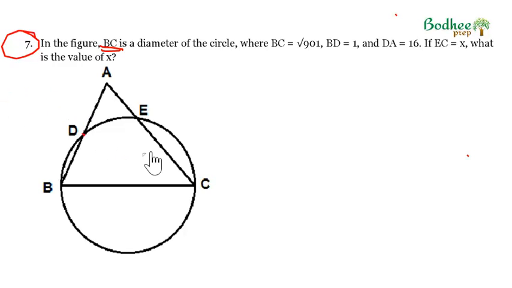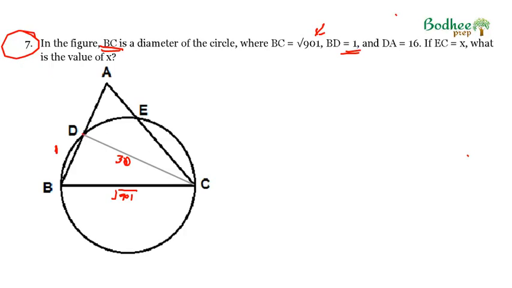So what I am doing here is joining C with D. The value given to us is that DC is under root of 901 and the value of BD is 1. So straight away the answer for DC will be 30. You can apply the Pythagoras theorem and get the answer. In fact, 901 itself gives you a hint that it's 900 plus 1, and 1 is the value of BD. So definitely the value of DC would be 30.